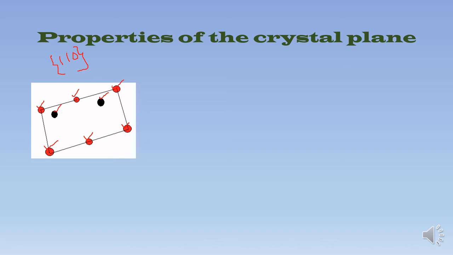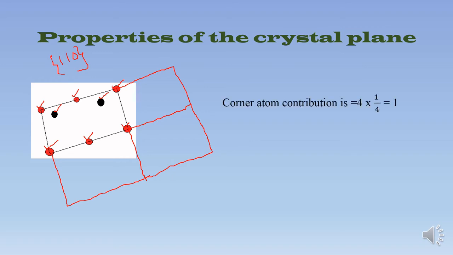This corner atom is shared by four 110 planes. How? We can consider a plane here, another plane here, and this plane here. So this corner atom is shared by four 110 planes, right? Therefore, the contribution of the corner atom is 4 into 1/4, that is equal to 1.